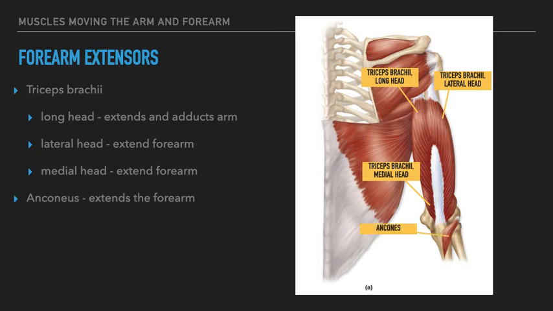Next, we're going to do the anconeus. This is going to be a muscle that extends the forearm as well. The origin of this muscle, you can see it's very small. It's on the lateral epicondyle of the humerus, and then it inserts also on the olecranon of the ulna. So when these contract, you can imagine it's pulling that ulna toward them, which is what causes the forearm to extend.